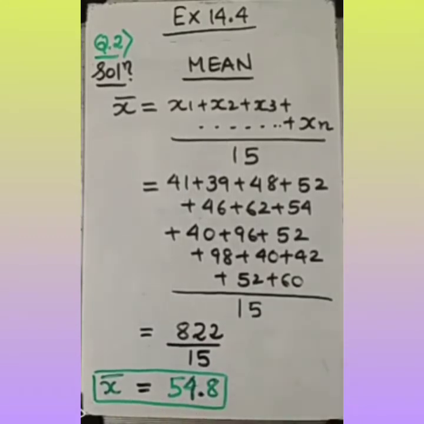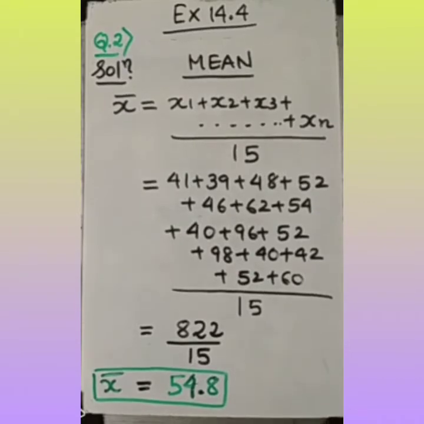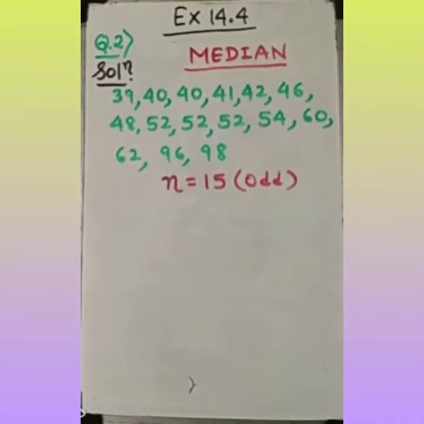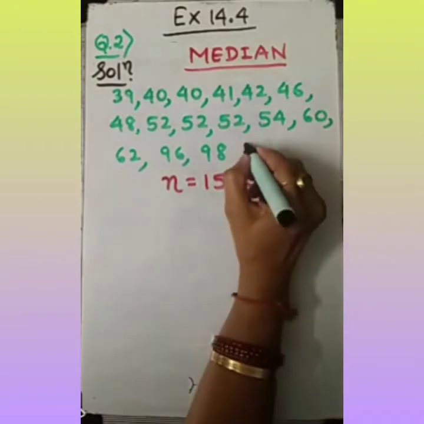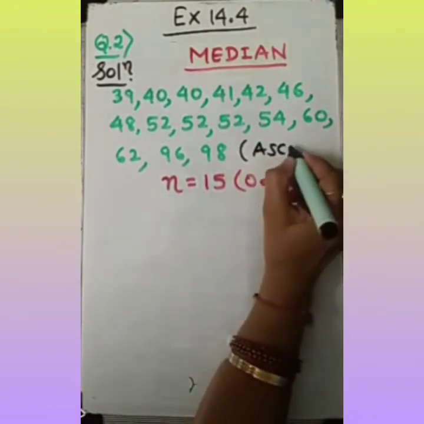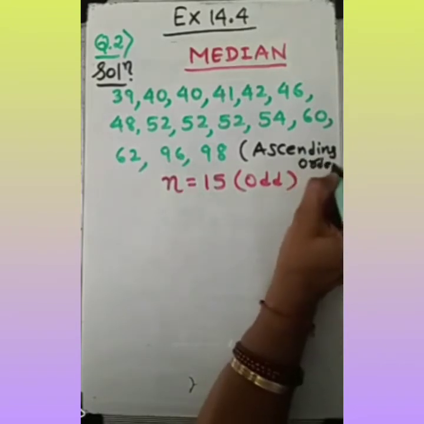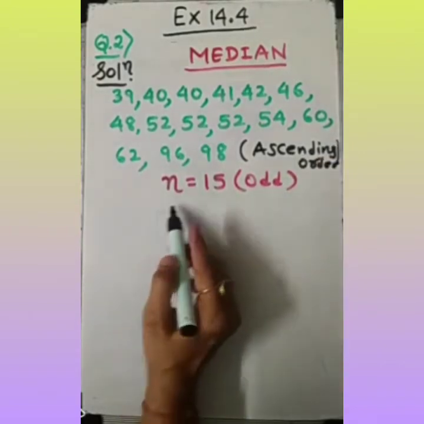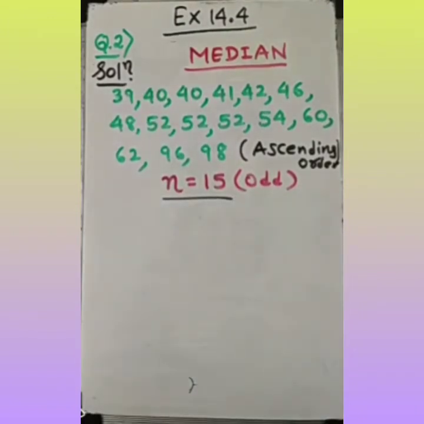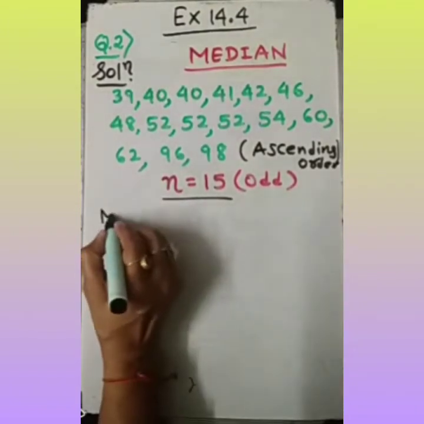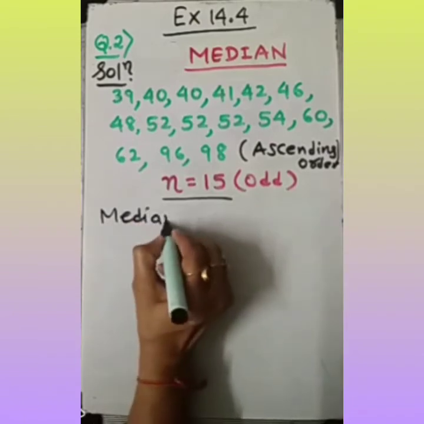Okay, now let's work out the median. Immediately after the mean we will work out the median. My dear student, here you can see the data which is already given is arranged in ascending order. We need to mention here that this is arranged in ascending order, and the total number of observations is 15, which is odd. So this time we need to apply this formula to find the median.